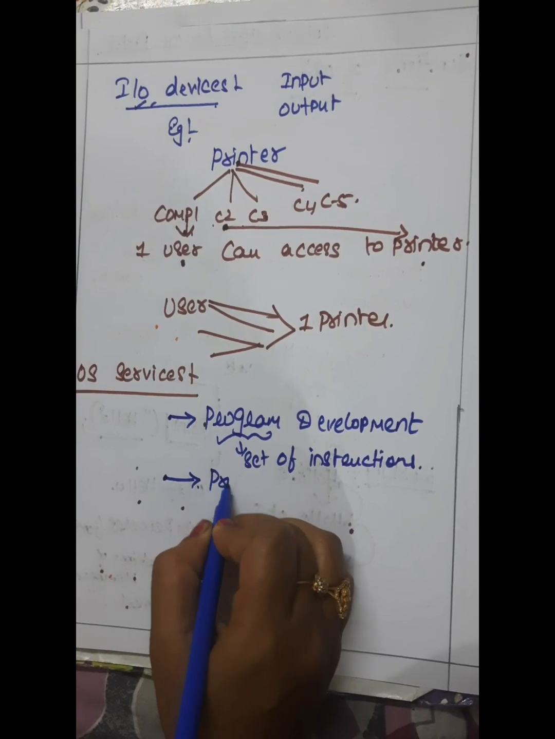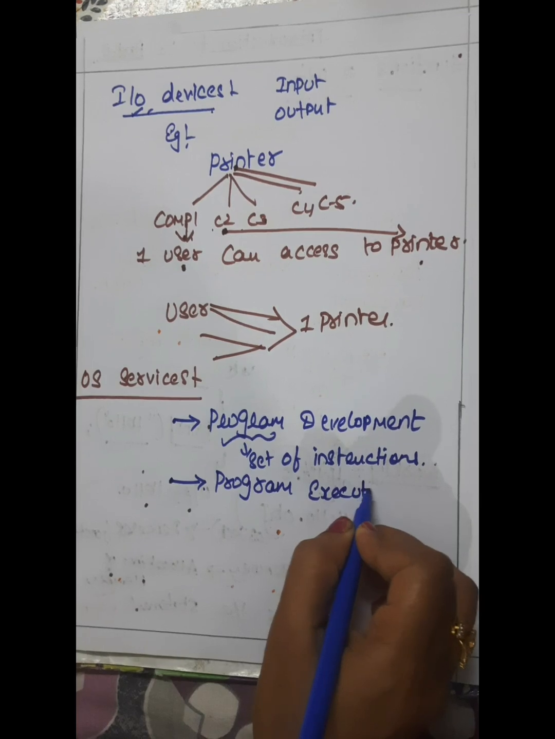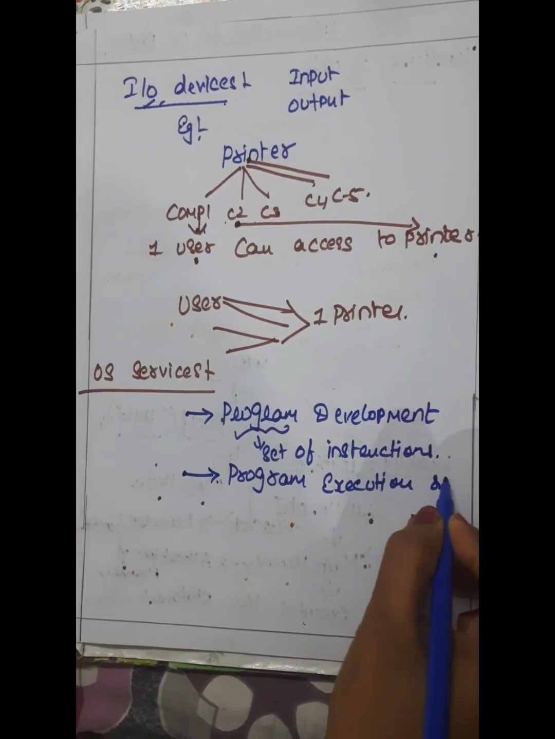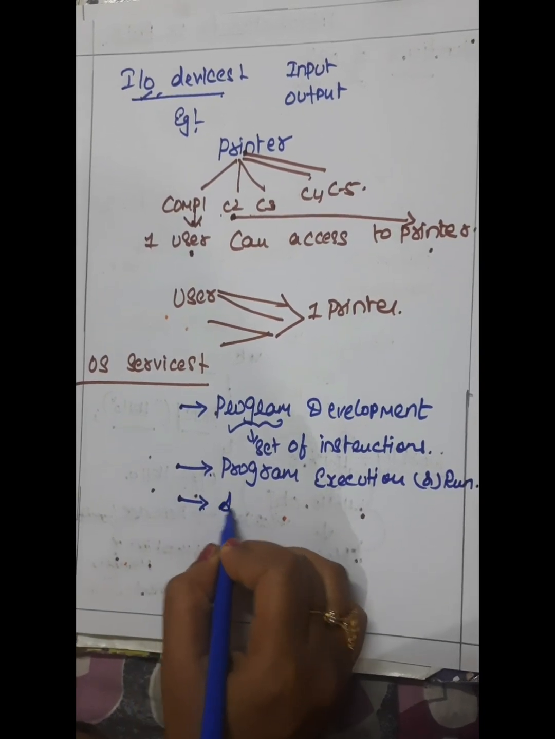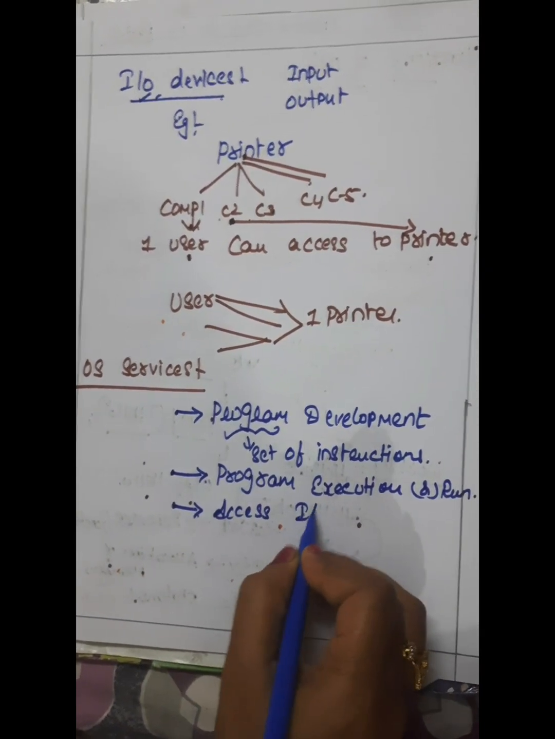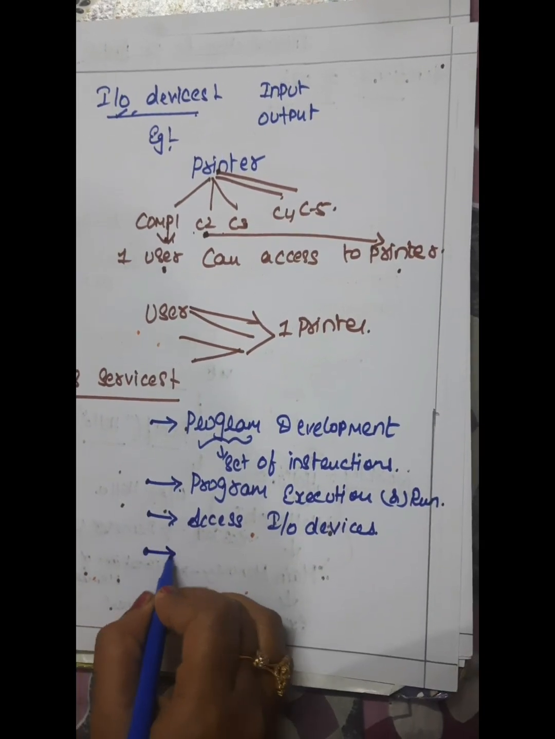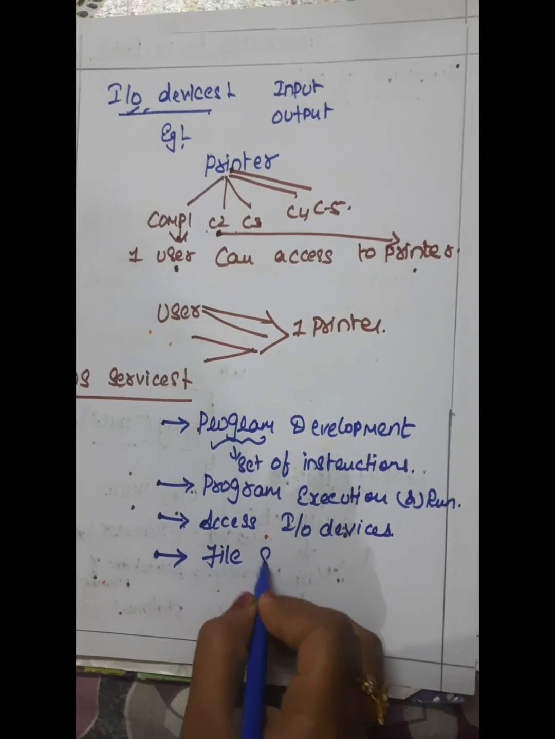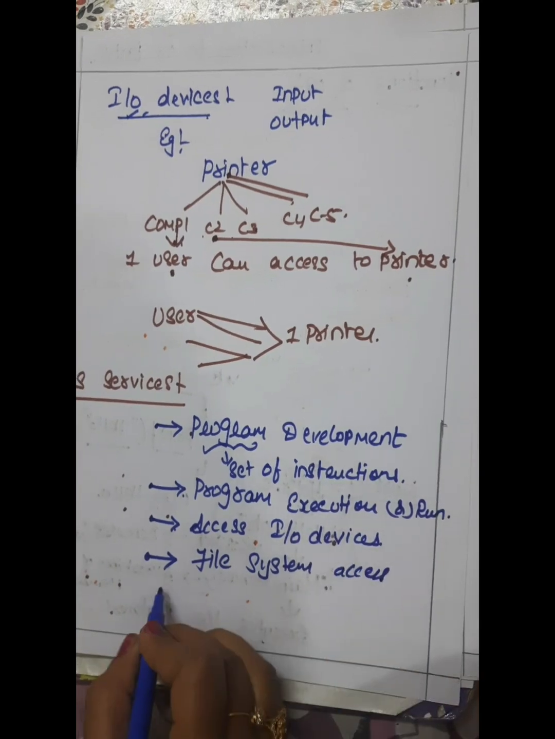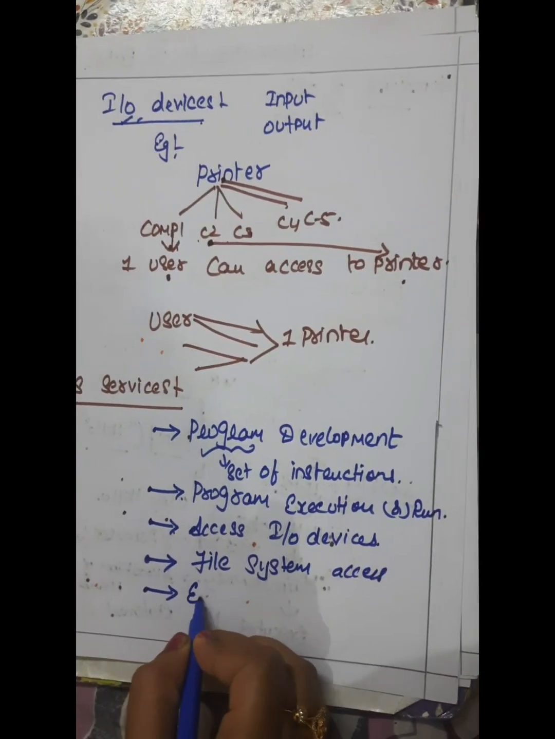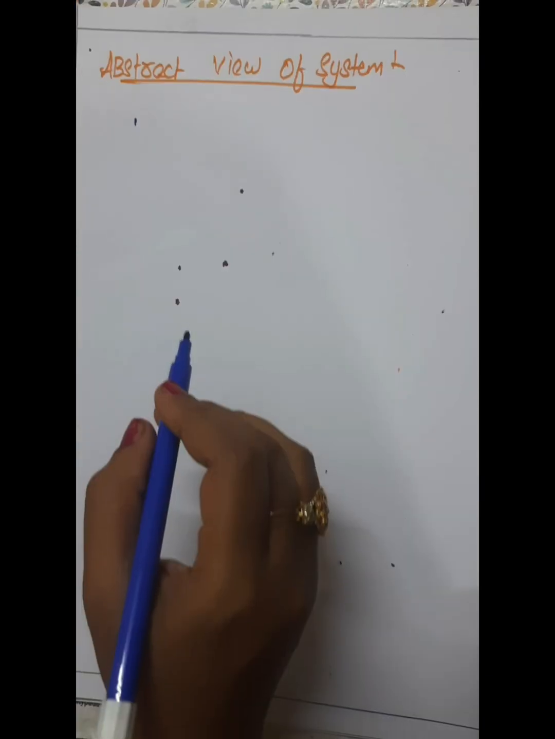Then what is the next one? Program execution. After development, we go to execution. Execution is nothing but running a program, right? And the next one, giving access to input and output devices. Okay. Then it has file system access also. Clear? Then if there are any errors, the errors will also be detected.